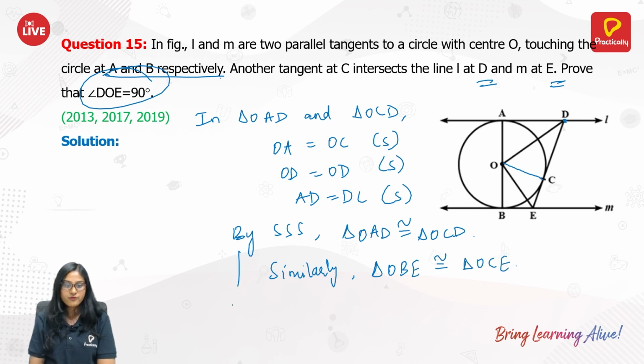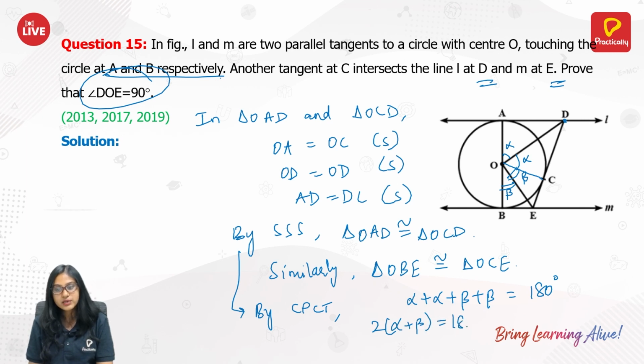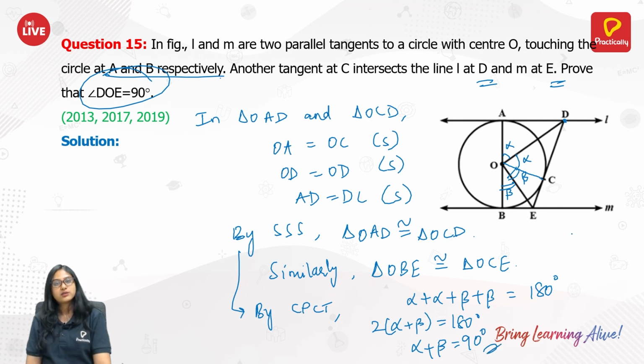Okay. Now from this, by CPCT, I am just explaining you, okay? Please write clearly in the exam. By CPCT, this angle is equals to this angle. Let us take alpha. This angle is equals to this angle. Let us take beta, beta. And AOB is a straight line. So, alpha plus beta equals to how much? 180 degrees. 2 of alpha plus beta equals to 180 degrees. So, alpha plus beta equals to 90 degrees. Hence, proved that angle DOE is 90 degrees.